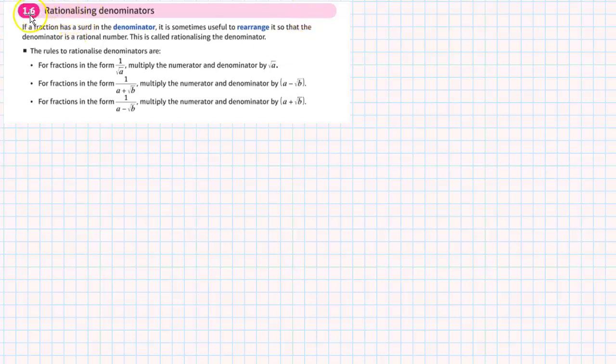Hello. Now the next subtopic is rationalizing denominators. What is the meaning of rationalizing? If your denominator is an irrational number, it means it is not rational.